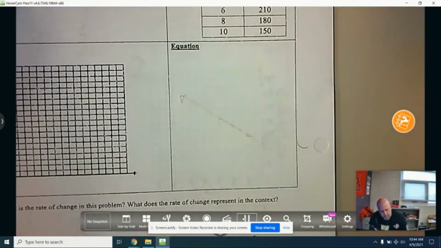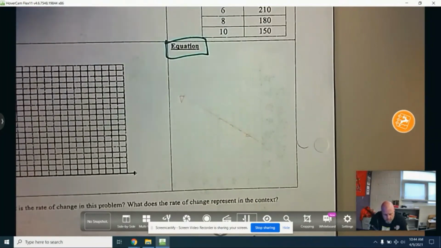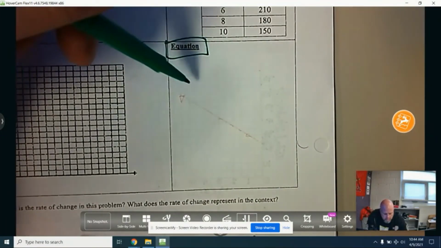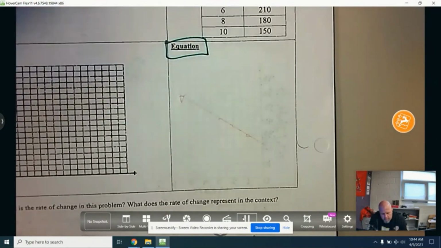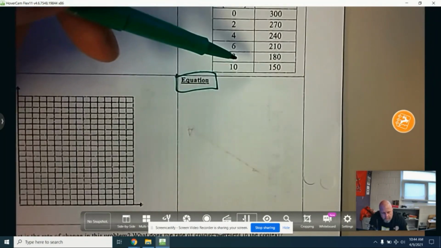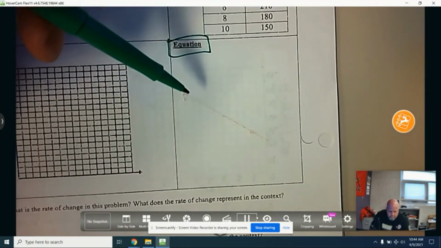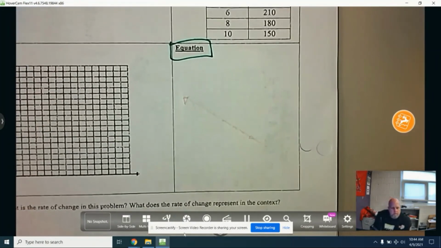Okay, next, I want you to skip the graph for a moment. I want you to come over to the equation. You guys go ahead and type the equation in that you think would match the context and the table. Okay, so go ahead and type the equation. Okay, and that's where we're going to stop for today.